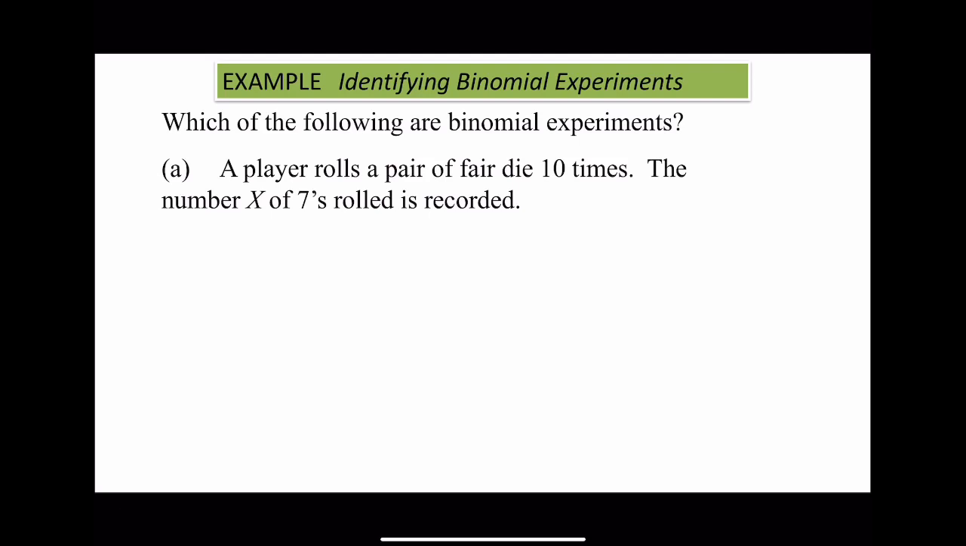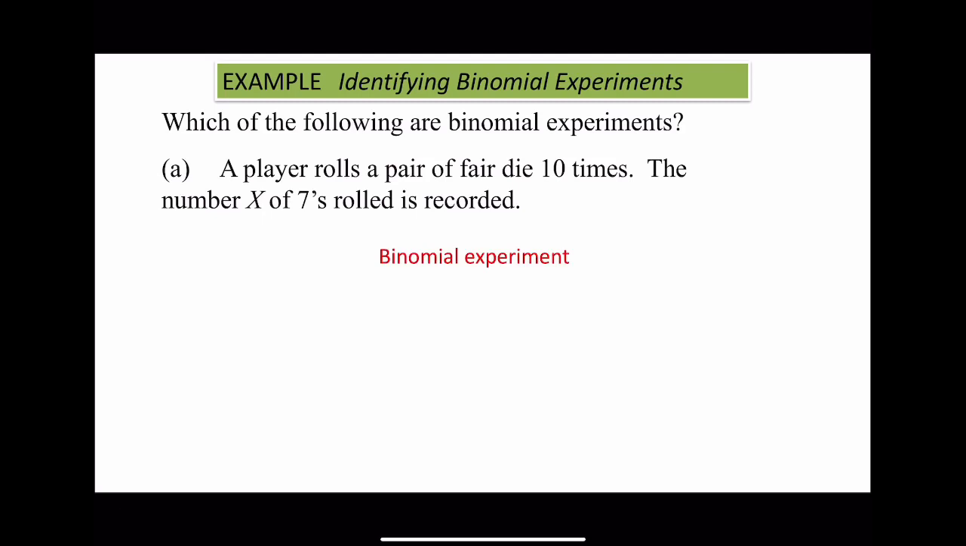A player rolls a pair of fair dice 10 times. The number X of 7s rolled is recorded. So we rolled the dice 10 times. We recorded the number of successes, the number of times we rolled 7. Okay, let's take a look. Yes, it's a binomial experiment.